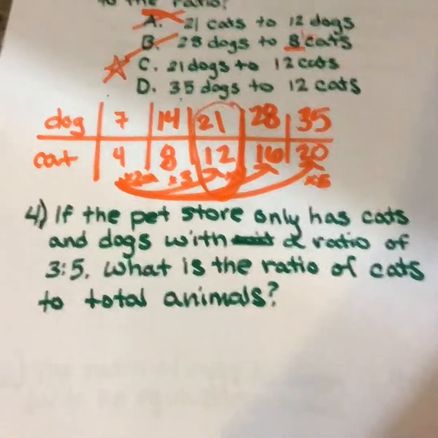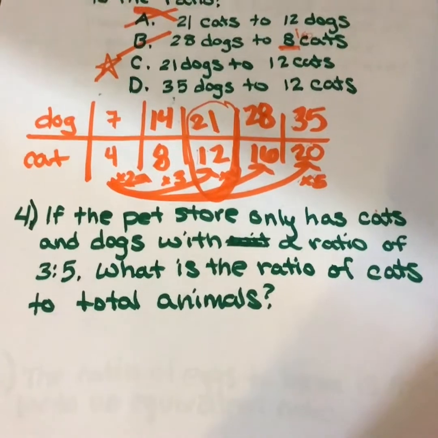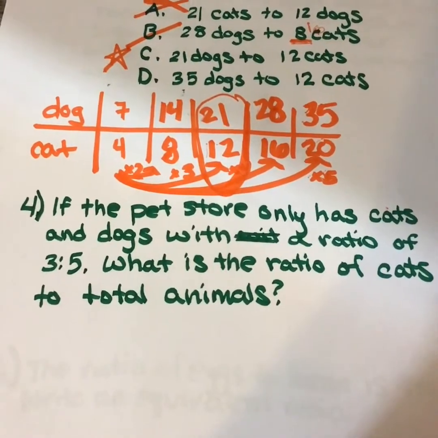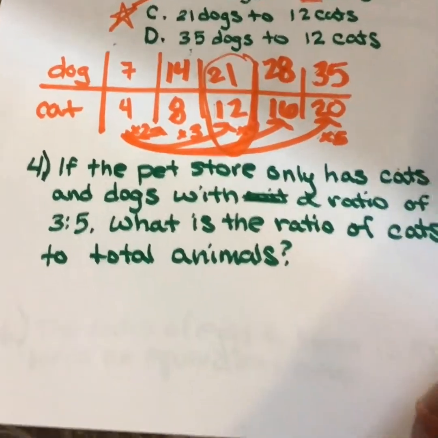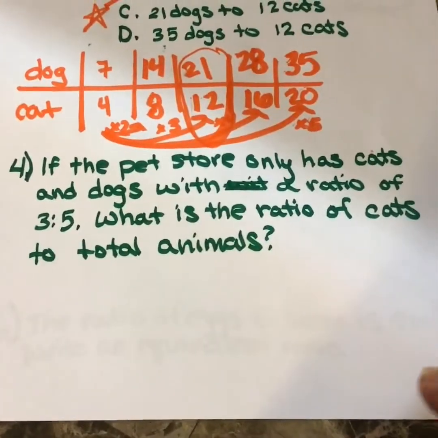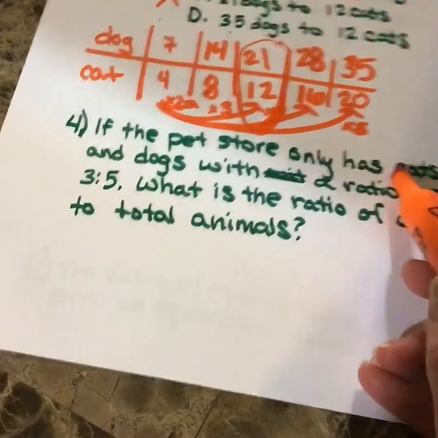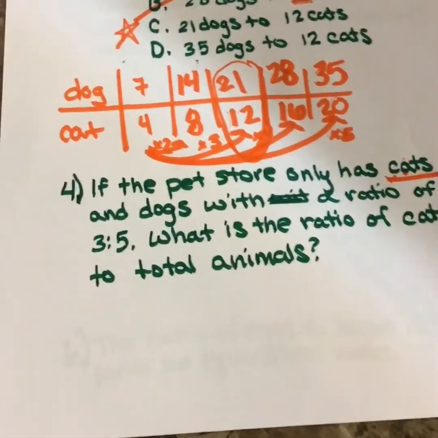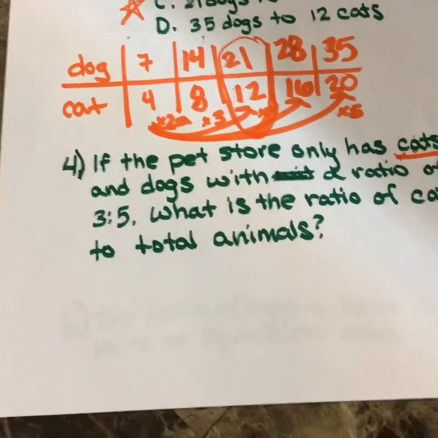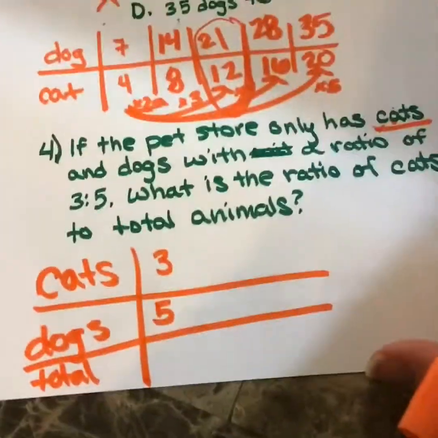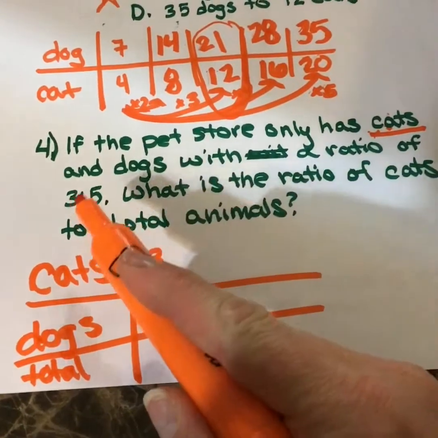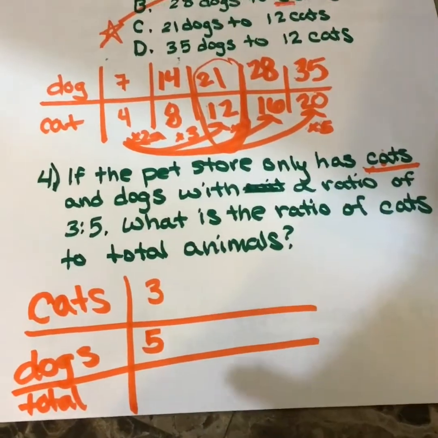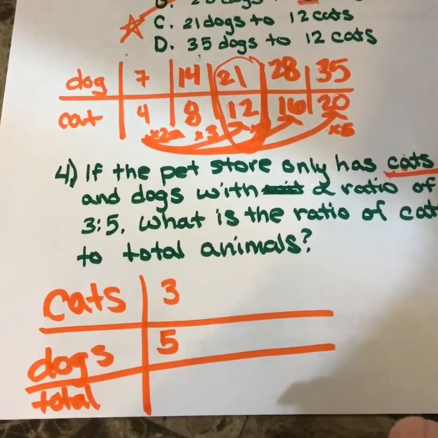Number 4. If the pet store only has cats and dogs with a ratio of 3 to 5, what is the ratio of cats to total animals? Again, this is like the beginning page. Make a ratio table. Look at what your ratio is talking about. In this particular one, the first thing is cats. The second thing is dogs. So we know the ratio of cats to dogs is 3 to 5 because the 3 and the 5 go in the same order as the words. So 3 cats, 5 dogs.